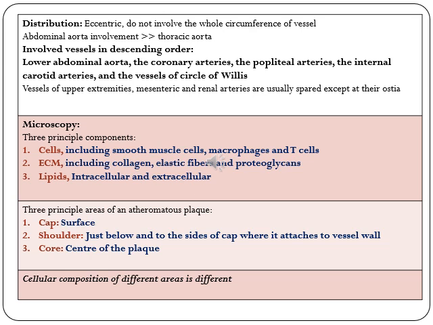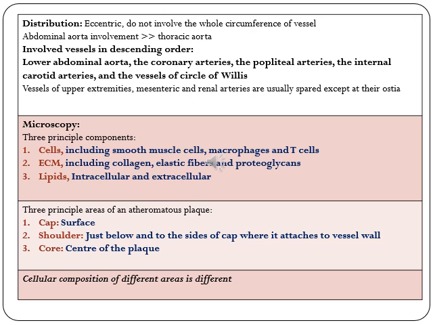These are cells, or these can be extracellular matrix or lipids. So what are the various cells that can be seen in atheromatous lesions? These are smooth muscle cells, macrophages, and T cells. In extracellular matrix, we have collagen, elastic fibers, and proteoglycans. And in lipids, we have intracellular as well as extracellular lipid. Intracellular lipid will be in foam cells as well as in smooth muscle cells.